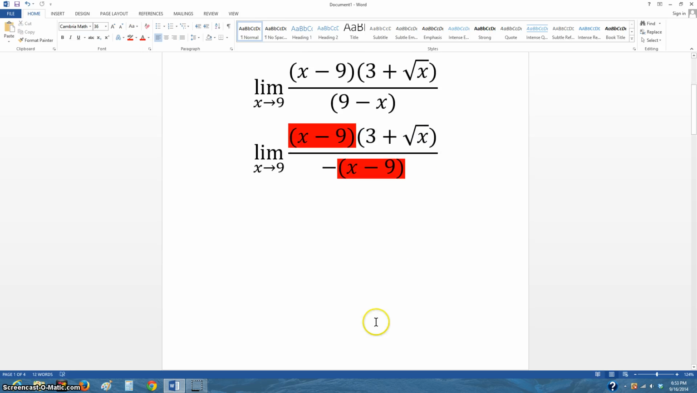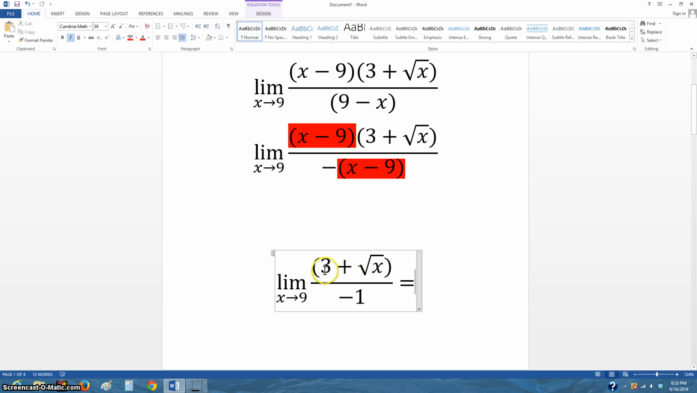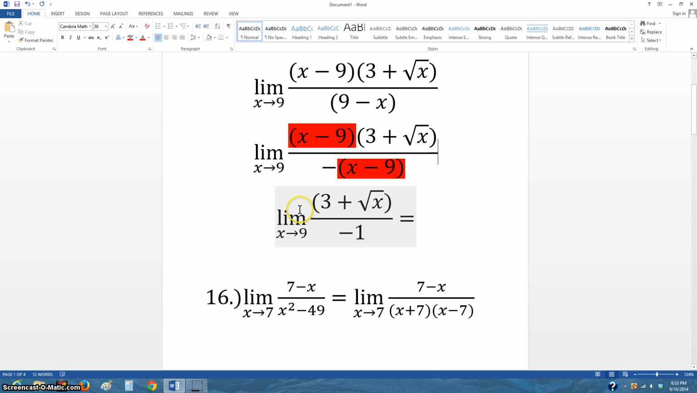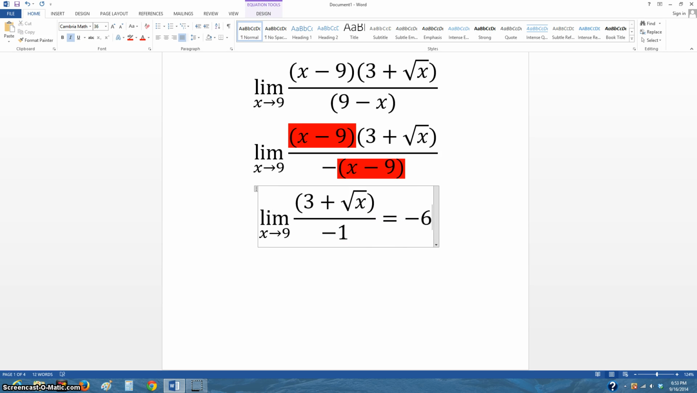So then you are left with basically the limit of 3 plus the square root of x over negative 1. At that point, direct substitution does work. So if you direct sub the value of 9 into the function, you have the square root of 9, which is 3. 3 plus 3 is 6, divided by negative 1 is negative 6. And the limit of negative 6 is negative 6 as my answer.